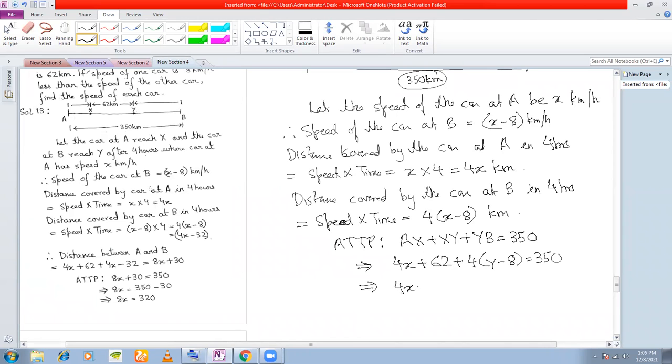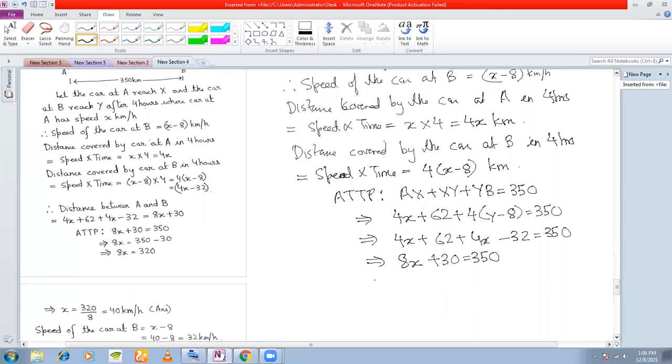So how do you solve? 4x plus 62 plus 4x minus 32 is equal to 350. So 4x plus 4x is 8x, and 62 minus 32 is 30, equal to 350. So 8x is equal to 350 minus 30, which gives 8x equal to 320. That means x is 320 by 8, and now you can cancel, so x is 40.